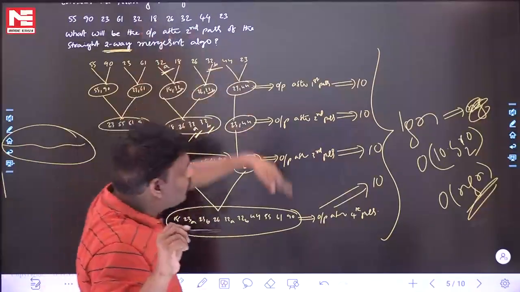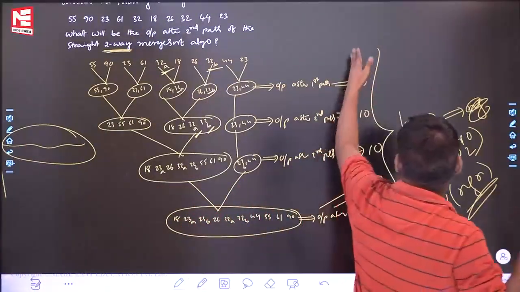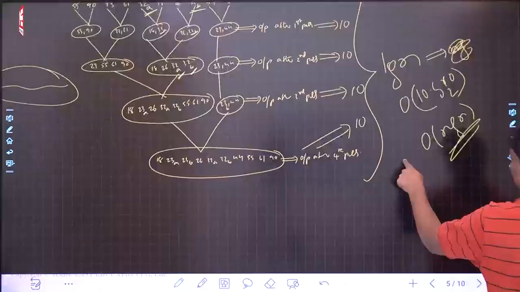How many passes? Approximately log n. What is every pass cost? N. So finally time complexity n log n.